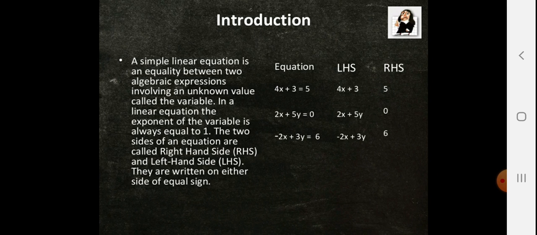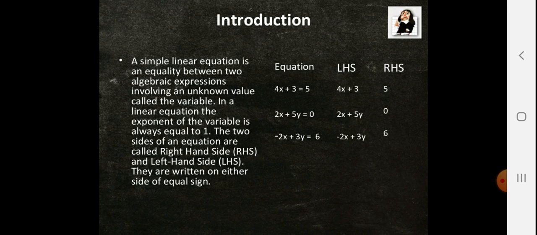Introduction. A simple linear equation is an equality between two algebraic expressions. In class 8, you have already studied what an algebraic expression is. That's an expression without an equal to sign. When two expressions are written with the help of an equal to sign, they become a linear equation.